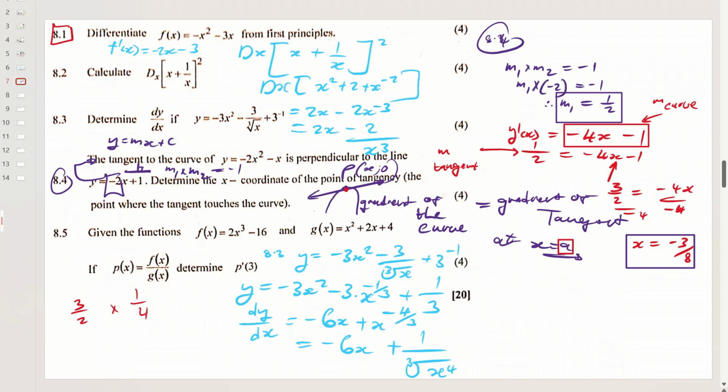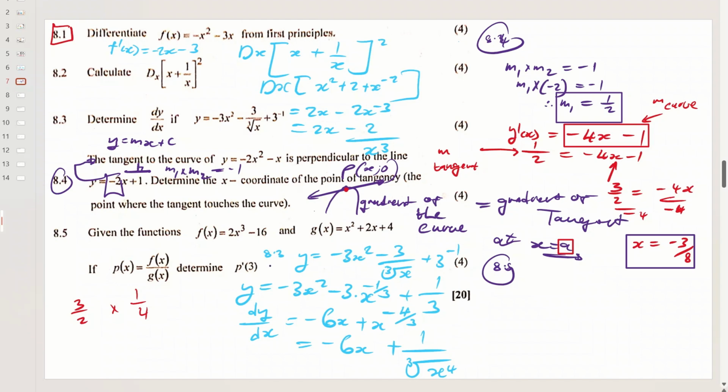So now, moving to the next question. This is going to be our 8.5. We see that the functions... Okay, you have a cubic because the degree is 3. You have a parabola; the degree is 2. They say if P is that.